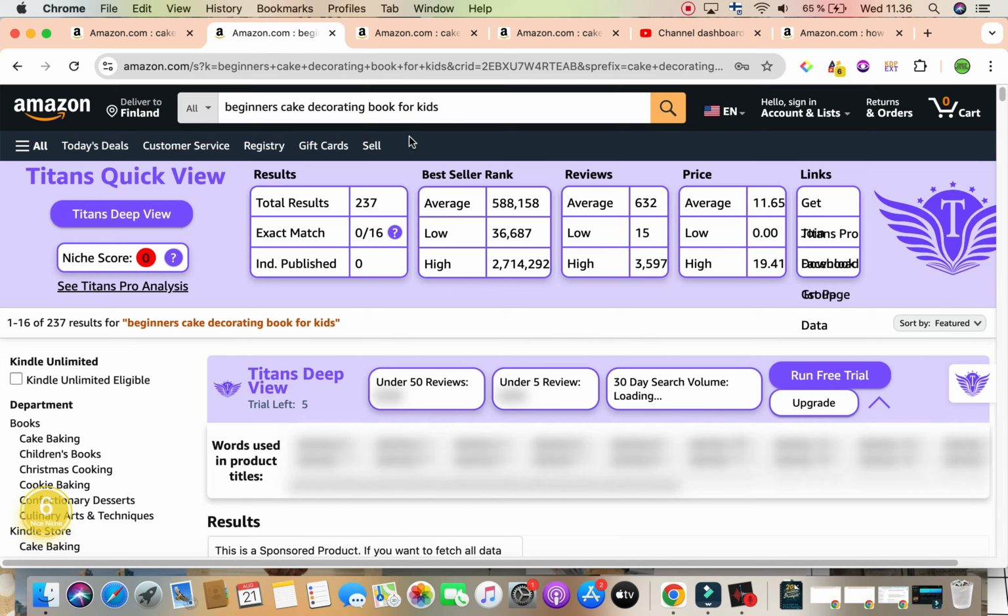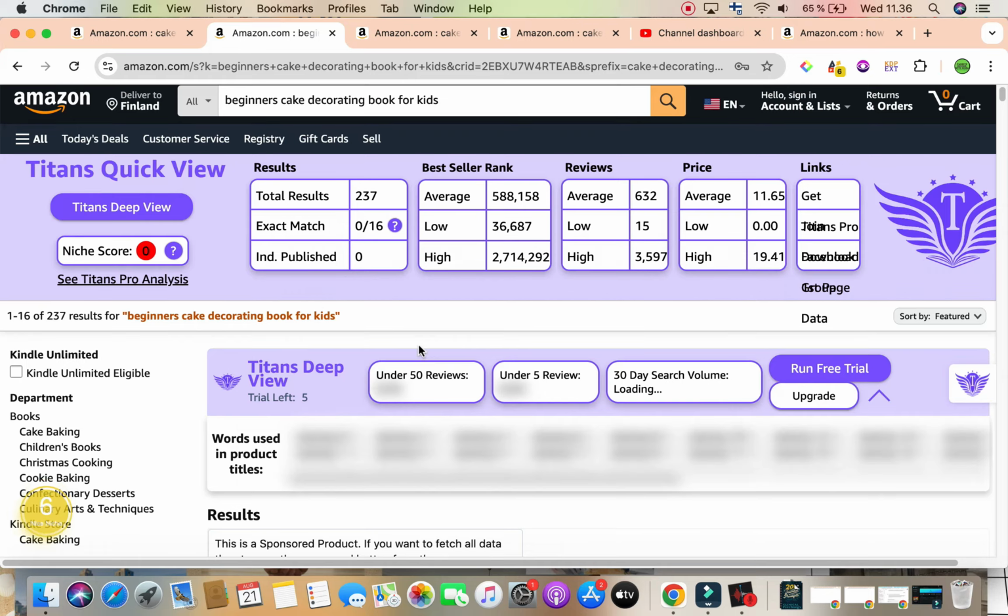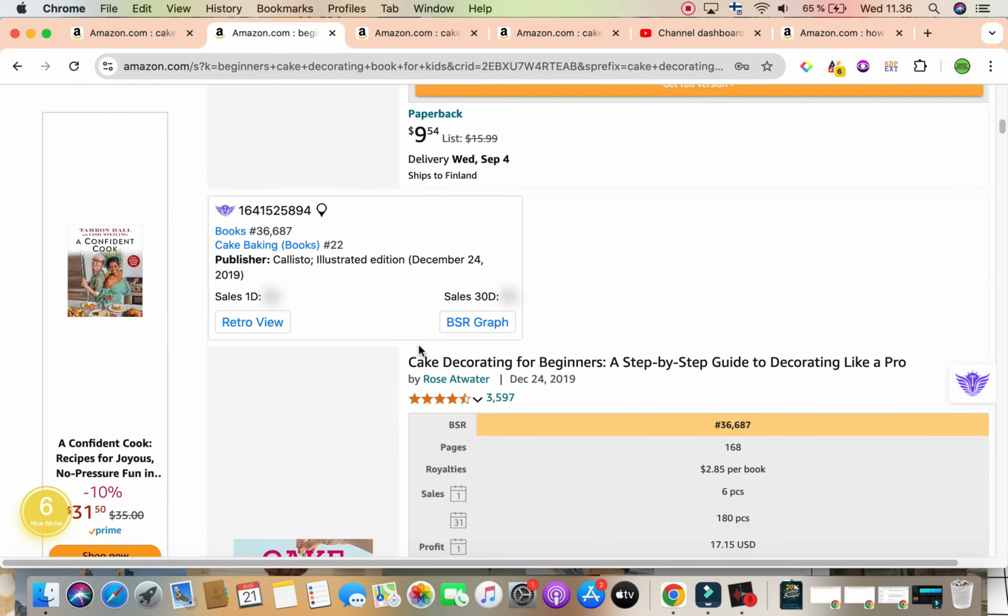And it has a bestseller rank of 588,158. Average reviews is 632, and average price is $11.65. We have a good keyword niche score by Amazon Scout Pro, categorizing this wonderful keyword as a nice niche, and they've given us a number 6, which beautifully complements the results that we have right over here. And then again, bear in mind that this is for children.